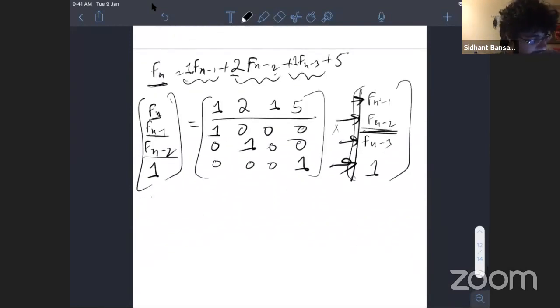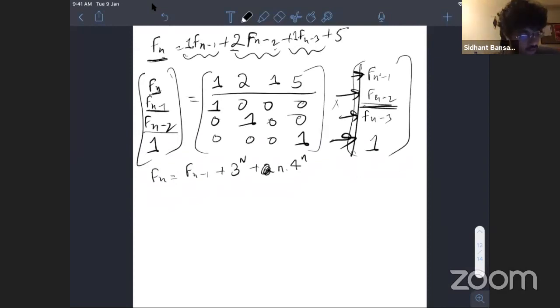Other kinds of recurrences, like fn is equal to fn minus 1 plus 3 times n plus 2 n times, I don't know, n times 4 to the n. Even these can be solved. They're trickier to solve, but they can be solved. I won't go through them, but just so you know, this thing can also be solved.